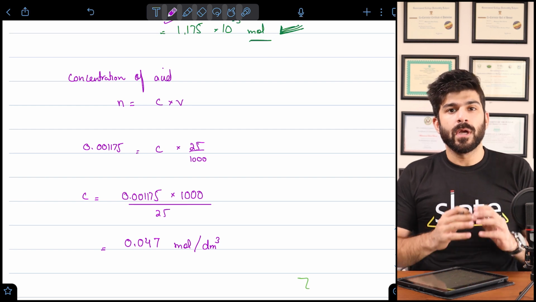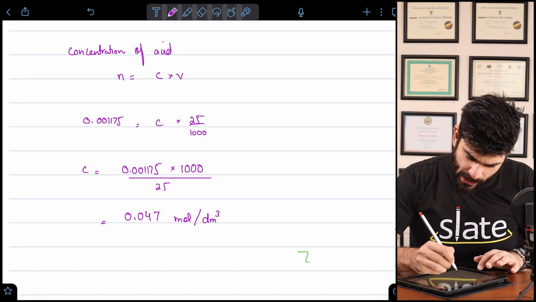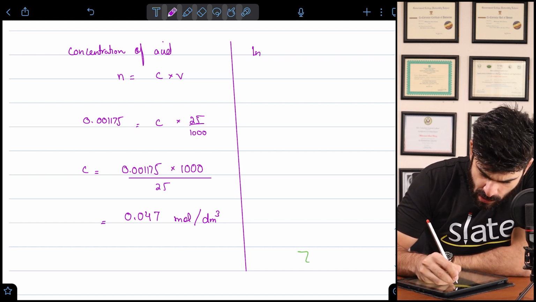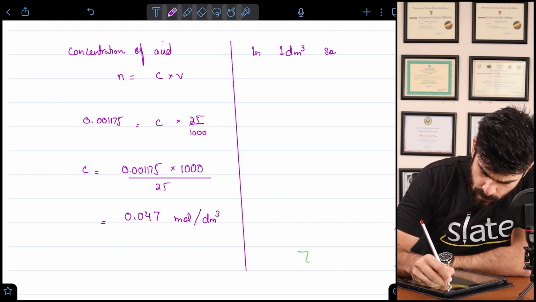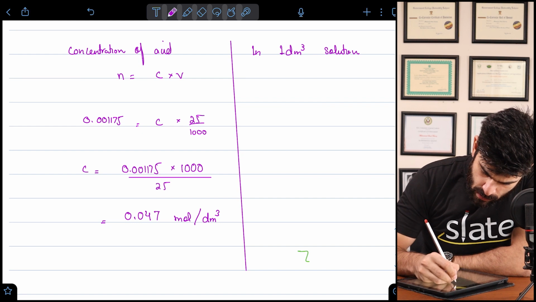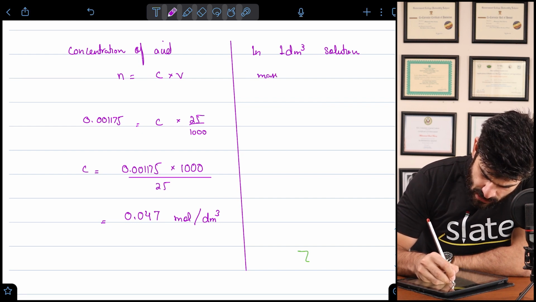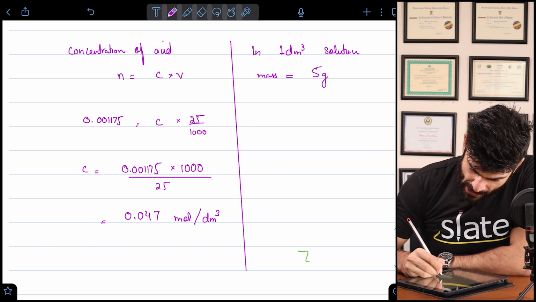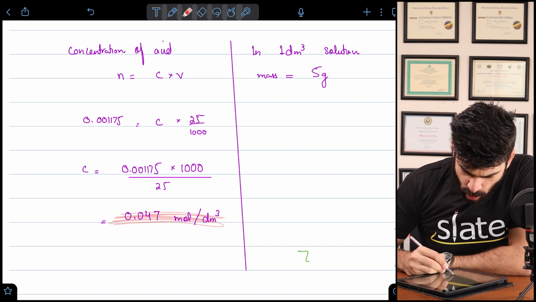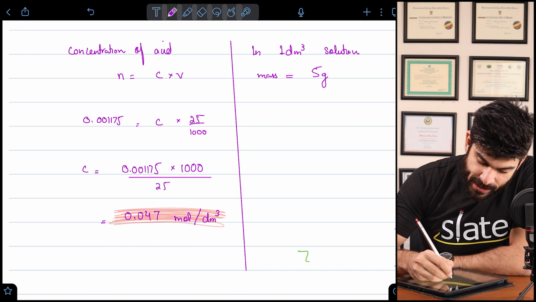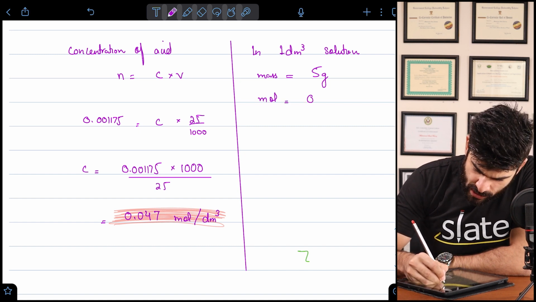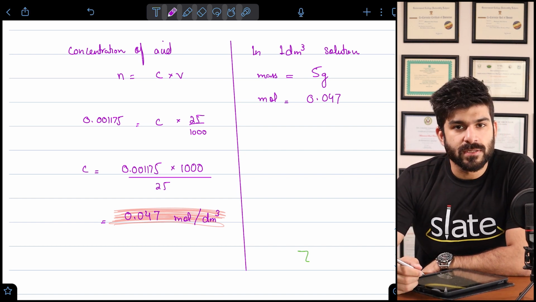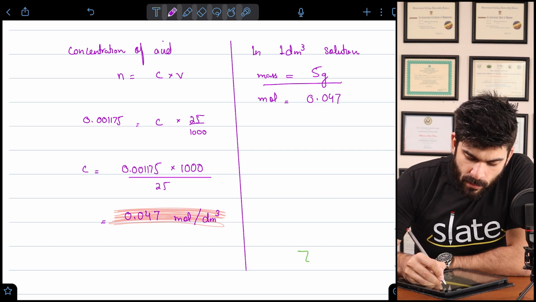In the last video, we talked about that we're going to assume that our solution is obviously in 1 decimeter cube of solution. The mass is, which was gram per dm cube. So the gram per dm cube is just 5 gram now. And we use this value of moles now, because this is mole in a dm cube. So in 1 dm cube, the moles are 0.047. So when we have the moles, when we have the mass, obviously this value was for impure.